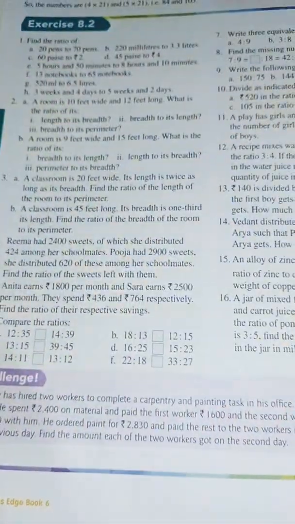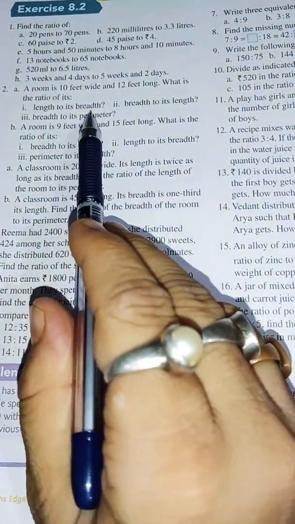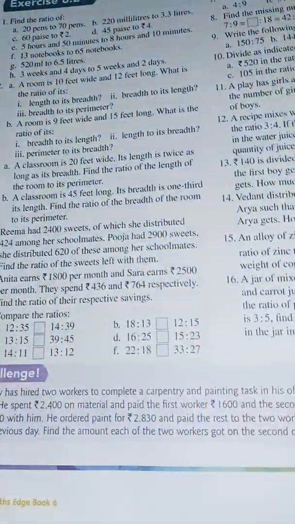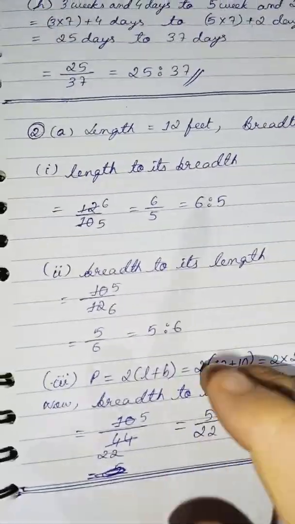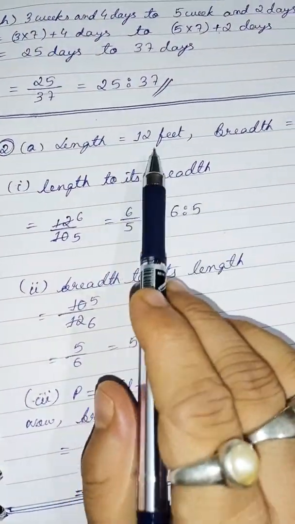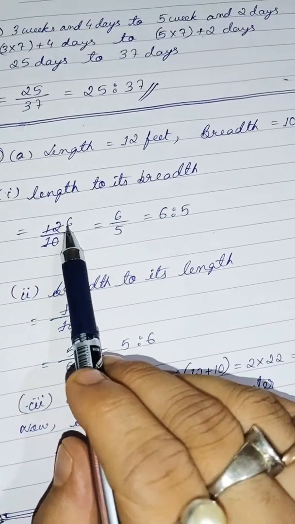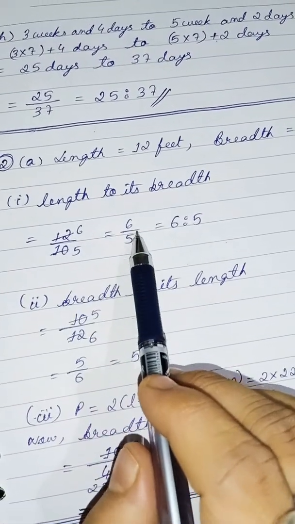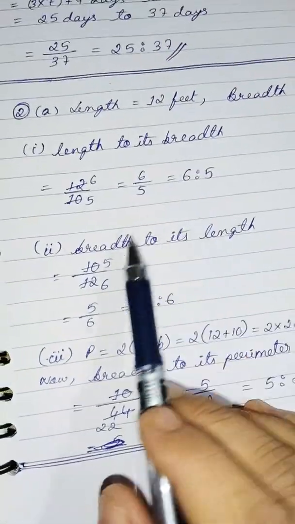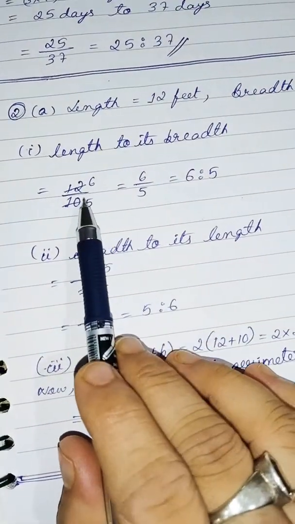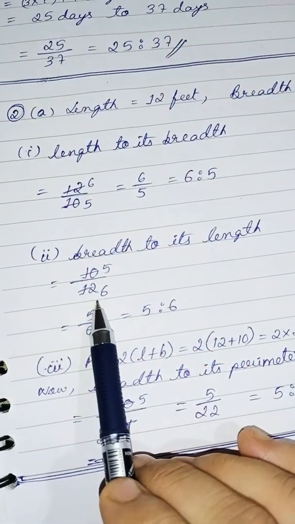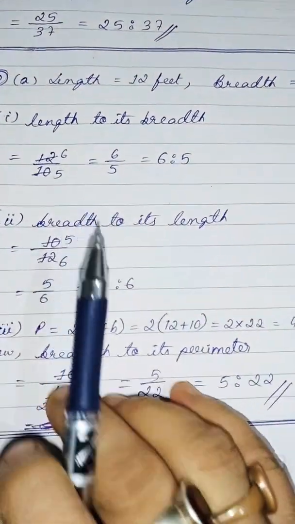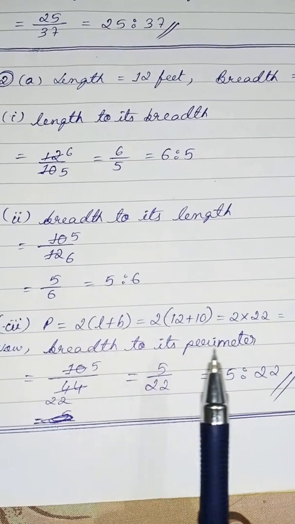Now the first question says what is the ratio of its length to breadth, number 2 breadth to length, and number 3 breadth to perimeter. So first of all, length to its breadth. Length is 12, breadth is 10, so 12 by 10, 2 sixes are 12, 2 fives are 10, 6 by 5, which is 6:5. Next is breadth to its length, so it will get reversed. 10 will come here and 12 will come down. 2 fives are 10, 2 sixes are 12, ultimately 5:6. But third number says breadth to perimeter.